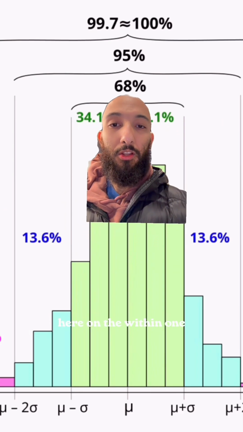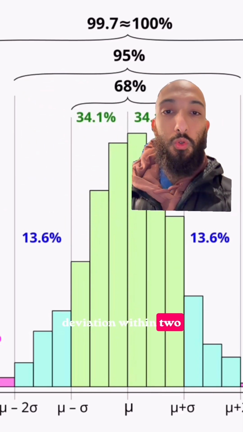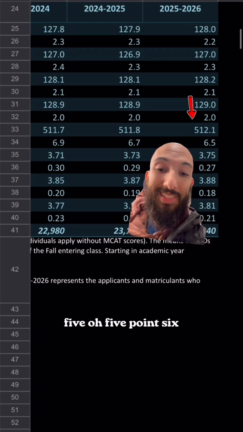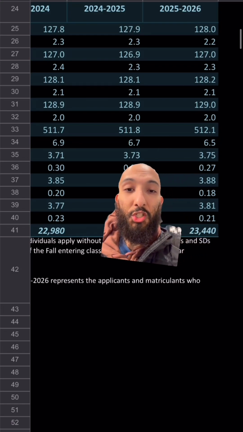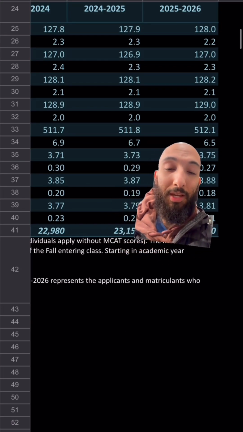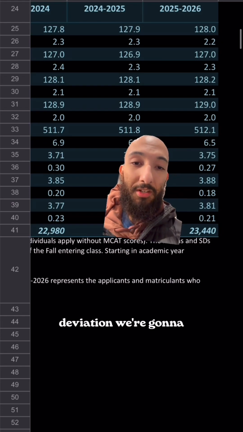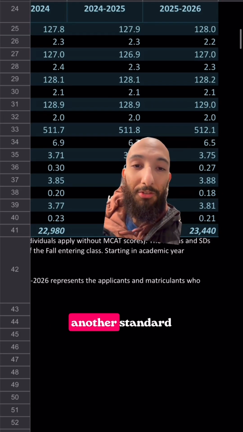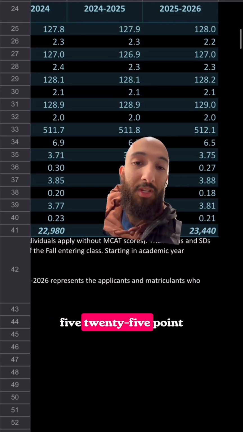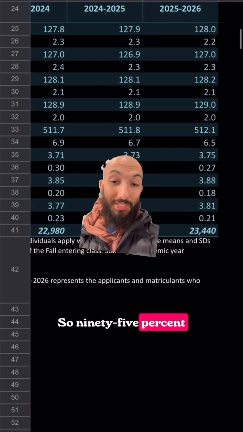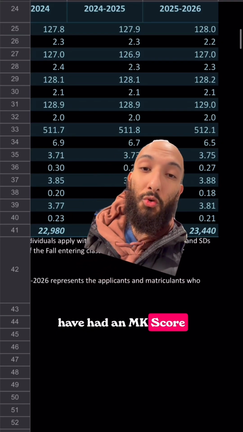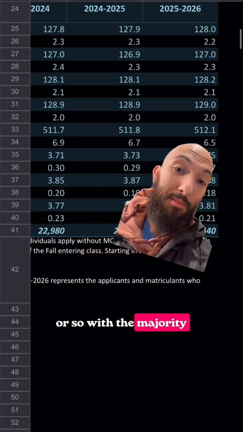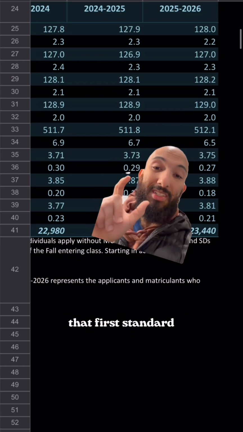So we're just going to focus here on within one standard deviation, within two standard deviations. If we subtract one standard deviation from this, we get 505.6. And if we subtract another standard deviation, we get 499.1. And again, I'm just doing this in my head, so forgive me if I'm wrong. If you add one standard deviation, we're going to get 518.6. And if you add another standard deviation, that would be 525.1. So 95% of people who got in would have had an MCAT score between 499 or so and 525 or so, with the majority of those being within that first standard deviation.